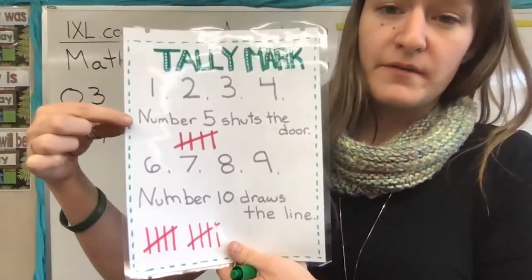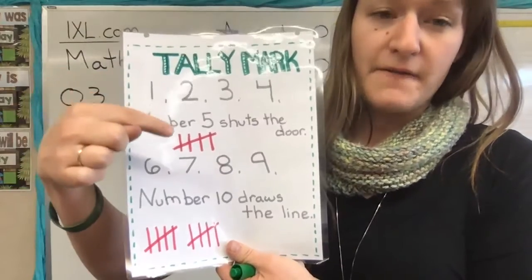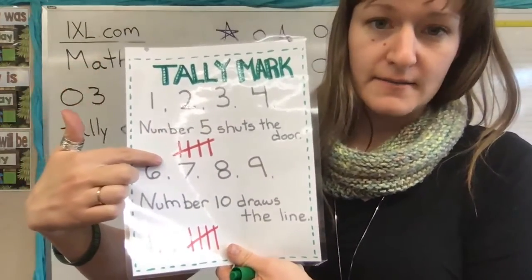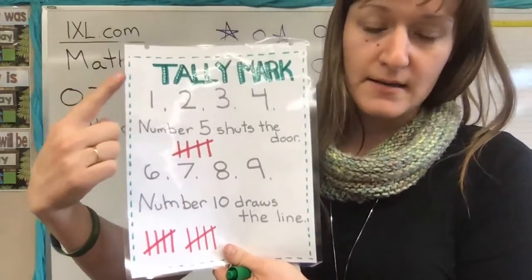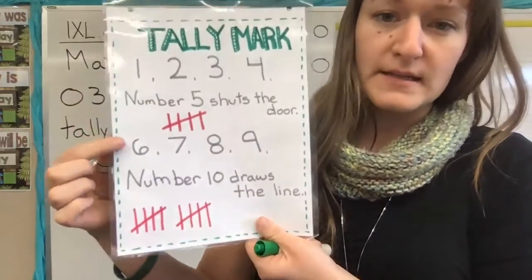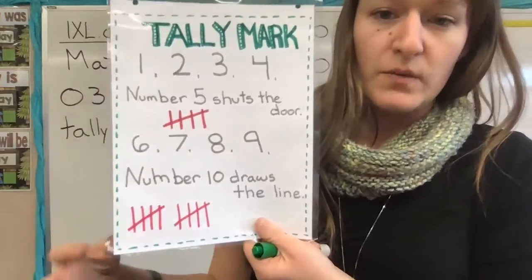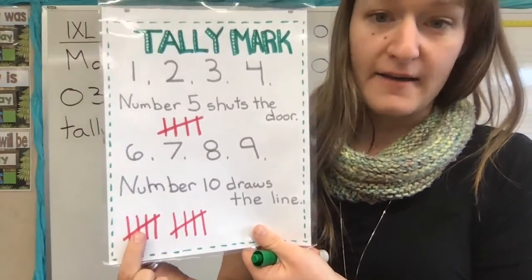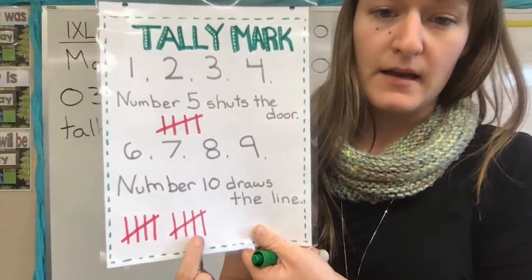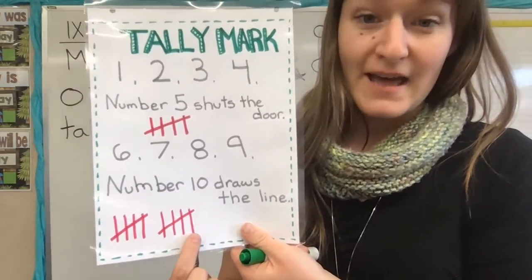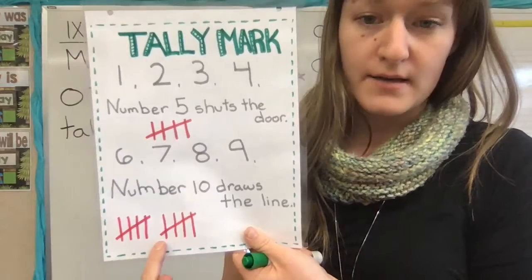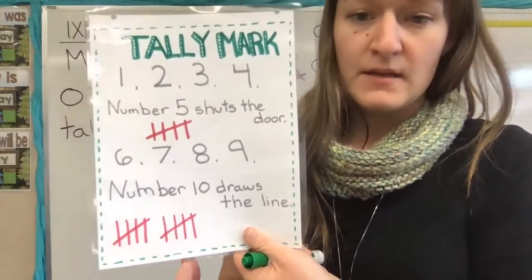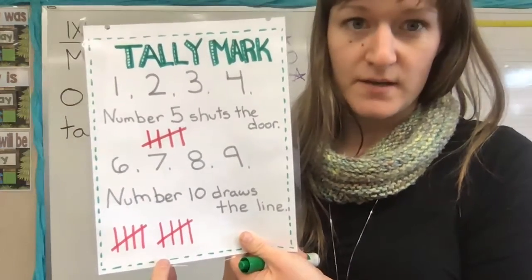So when you get to number 5, the 5 shuts the door. So you close off the set. 5 tally marks is one set. And then when we get to 6, 7, 8, 9, we just start a new set. So this is 5, and then 6, 7, 8, 9. And then number 10 draws the line across. So 1, 2, 3, 4, 5 goes on top. 6, 7, 8, 9, 10 goes on top.